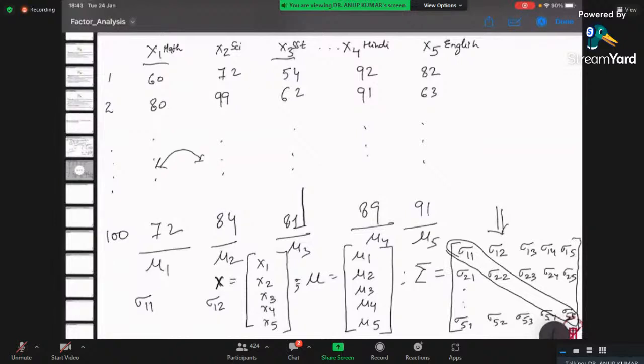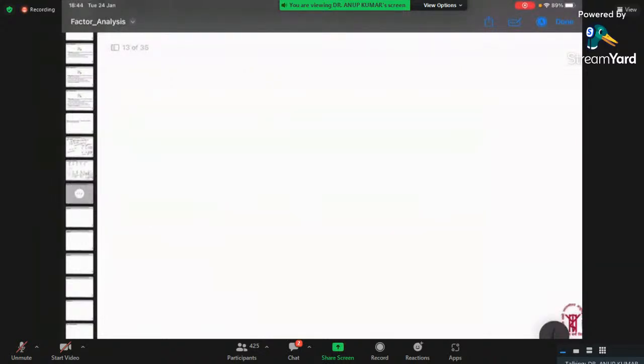So variance measures the variability in a variable. Covariance measures the variability between two variables. For example, this sigma 1,2 measures the joint variability of x1 and x2. Sigma 5,2 measures the joint variability of x5 and x2. Okay, so this is termed as covariance between x5 and x2. Now, with these notations and concepts, I'm moving to the next term.